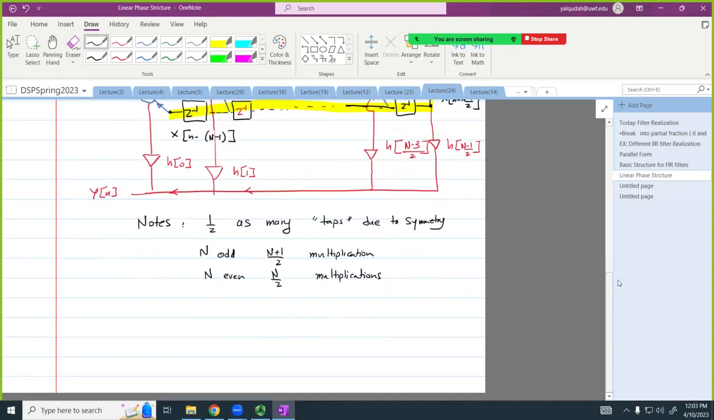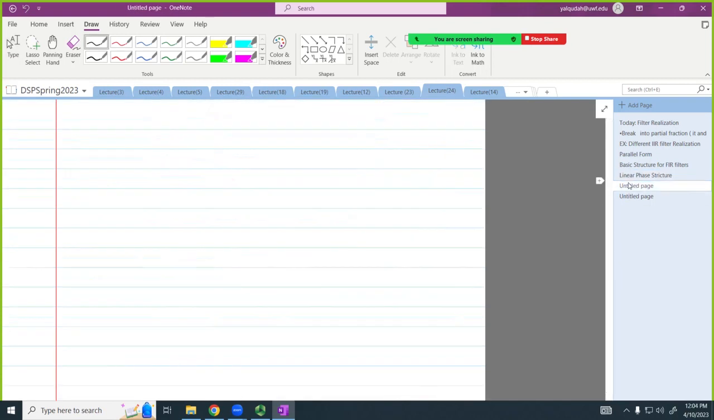So let's wrap up the discussion of the filter realization and then do an example that shows the impact of the quantization on the filter realization. As a summary, if we have infinite precision arithmetic, then the filter structure has no impact on the results of the filter.